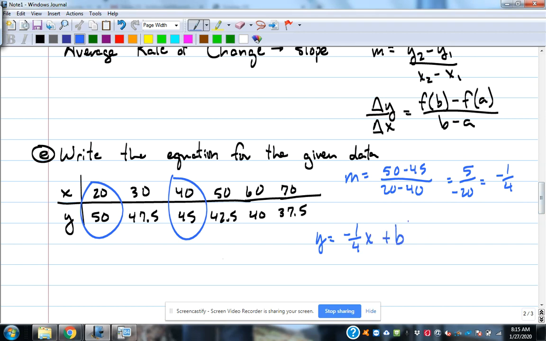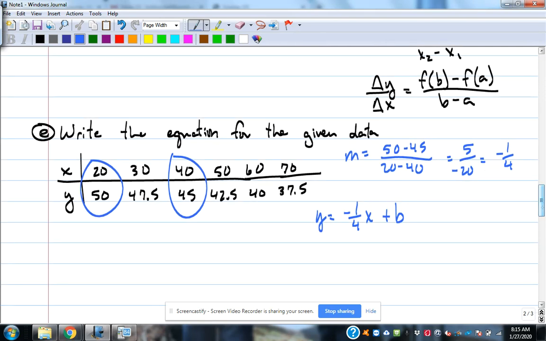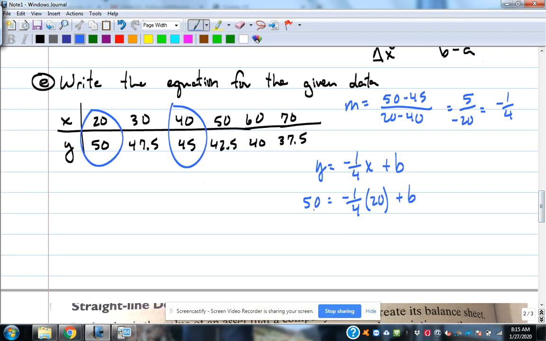How do we find the y-intercept? Take an ordered pair and plug it in. I'm going to use one of the two that I made that slope from, that 20, 50. So in the y, I'm going to put 50, and in the place of x, I'm going to put the 20. And b is now the only variable in the problem. So that gives me 50 equals negative 5 plus b. 55 is equal to b. So the final answer is the function f of x is equal to negative 1/4 x plus 55.